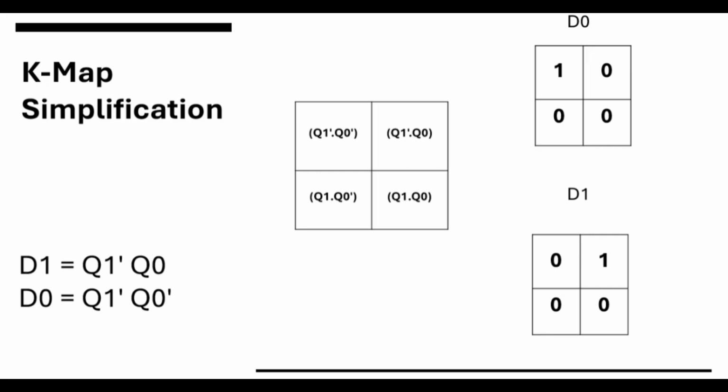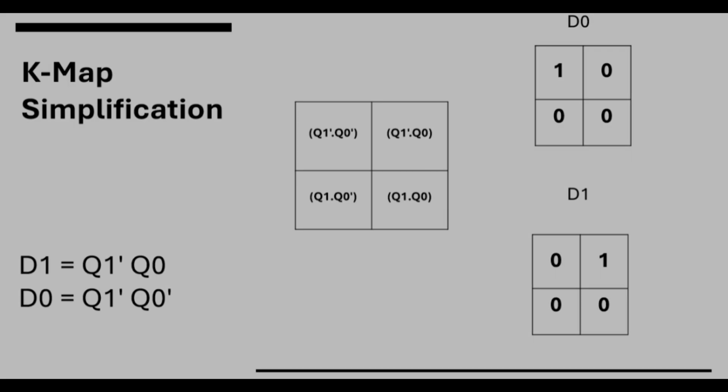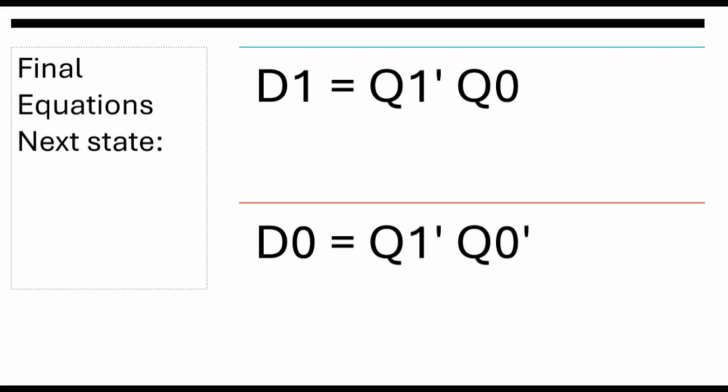In this slide, we use K-map to make the next state equation simpler. We draw one K-map for D1 and another for D0. By grouping the ones together, we get simpler equations that need 4 logic gates. From the K-map simplification, the final next state equations are obtained: D1 equals Q1' and Q0, and D0 equals Q1' and Q0'. These equations control how the system transitions between states.